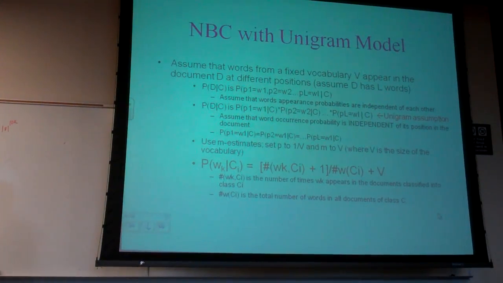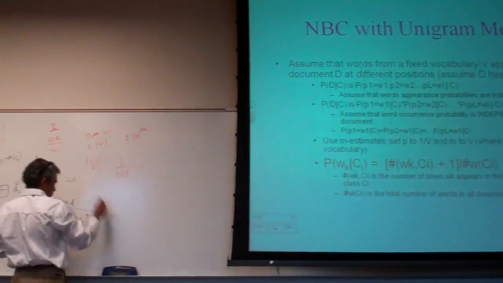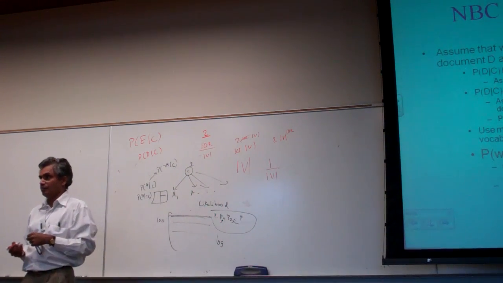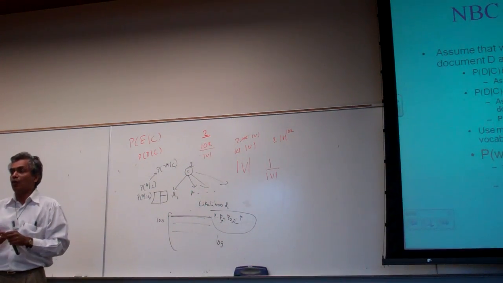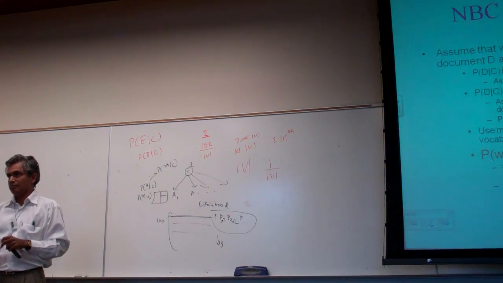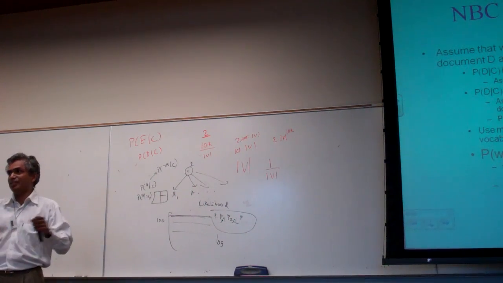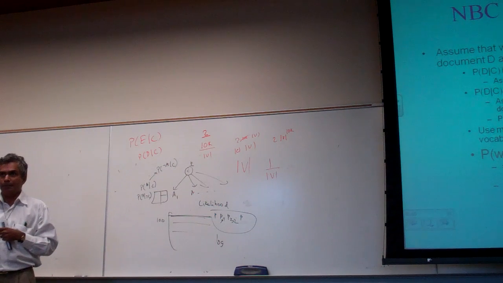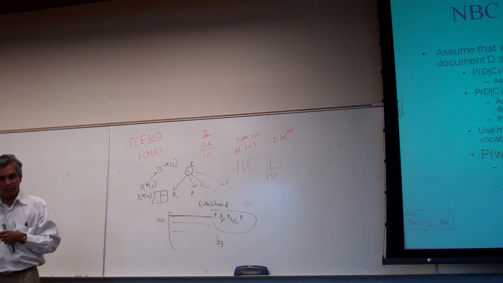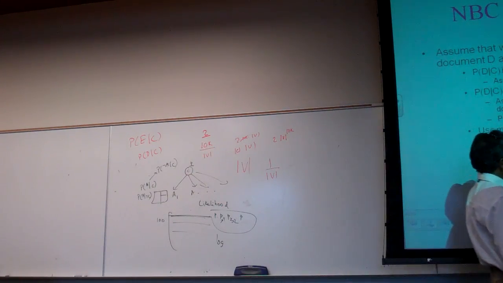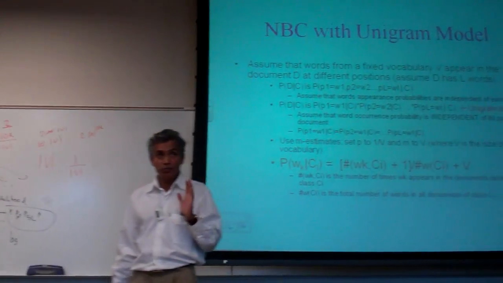If I do this, then the 10K will go away. So I just need 2 times V, where 2 is of course the number of classes, times the vocabulary. For each word, I need to know the probability that it occurs in a document belonging to that class. So I would need these many probabilities. It's a huge number of probabilities, but remember that these probabilities are just a bunch of ratios.